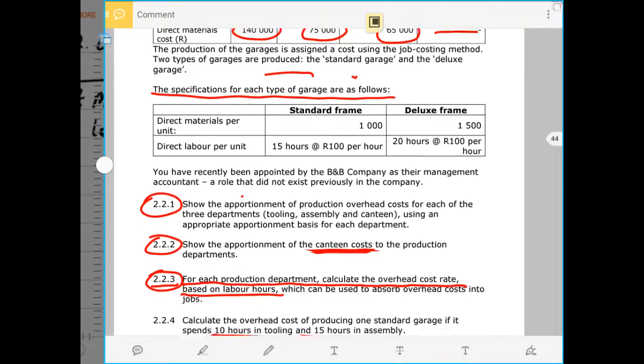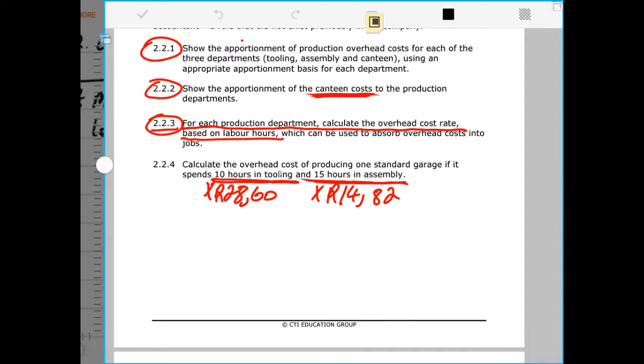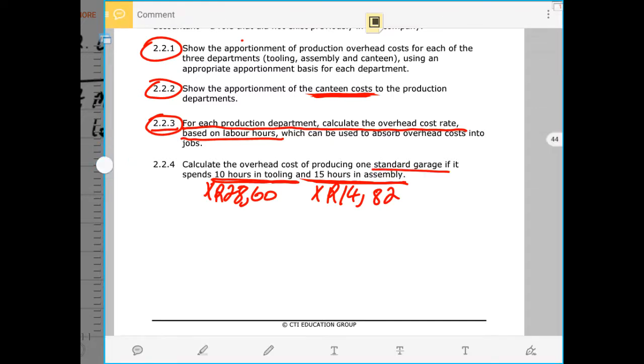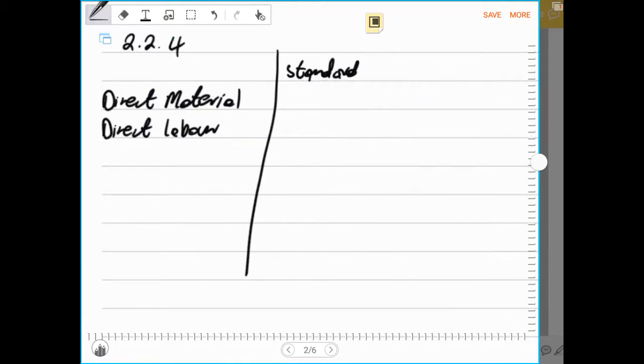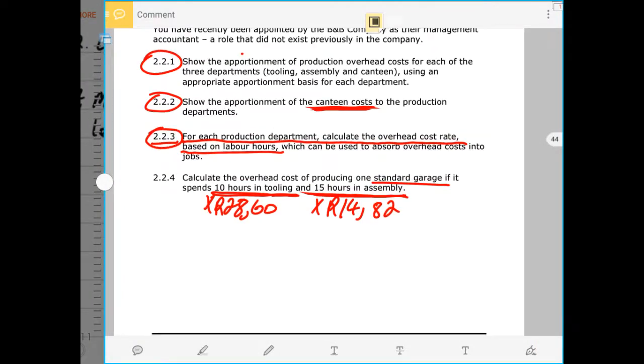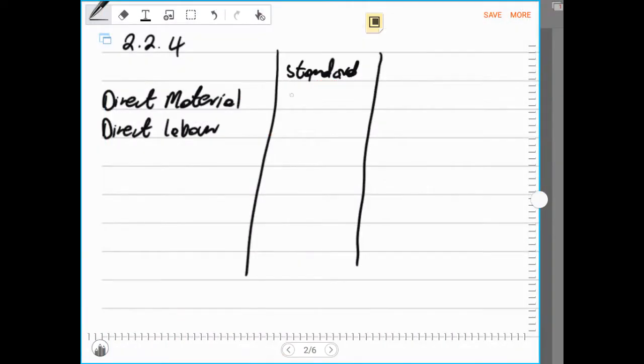Standard. Okay, which garage are we doing in the requirement? Calculate the overhead cost for producing one standard. Okay, we are not doing the Durex, only one standard. We are only doing the standard garage. Durex is not required. So now the cost of material for the standard is given to be 1000. That is the cost of the material, 1000.